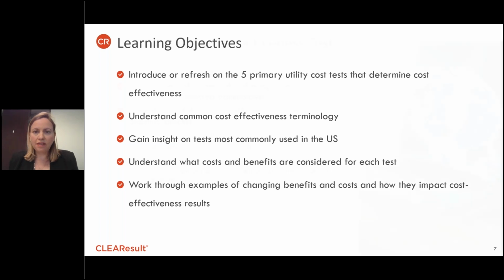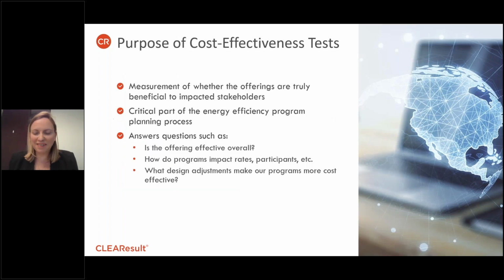So jumping right in, let's talk about what is the purpose of a cost effectiveness test? I think the simplest way to put it is this is just a measurement of whether our offerings are truly beneficial to the impacted stakeholders. Do the cost benefits that result from these offerings completely offset any costs associated with them? Many of the utility programs that we run today are funded by ratepayers, so we want to make sure that we're being good stewards of those ratepayer dollars and really driving big benefits to all stakeholders in the process.